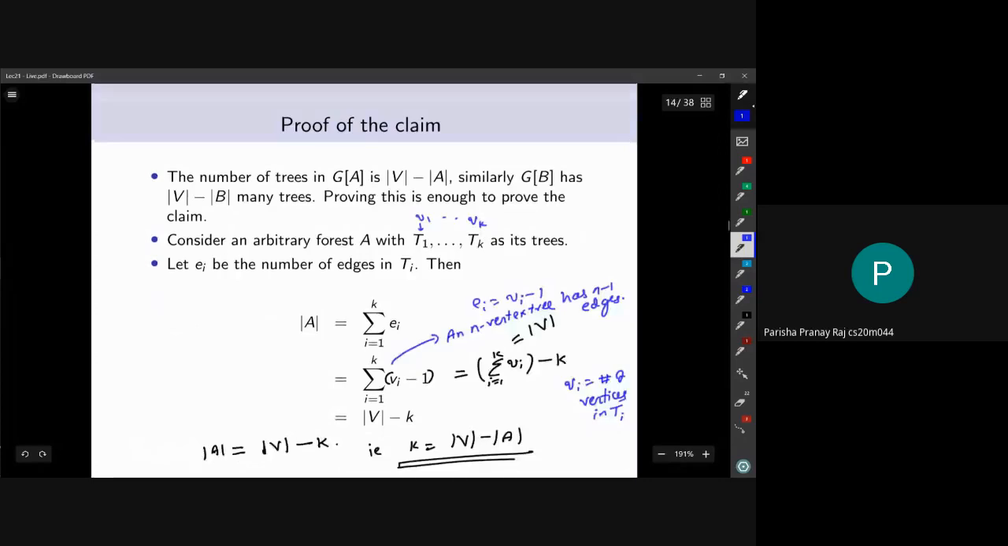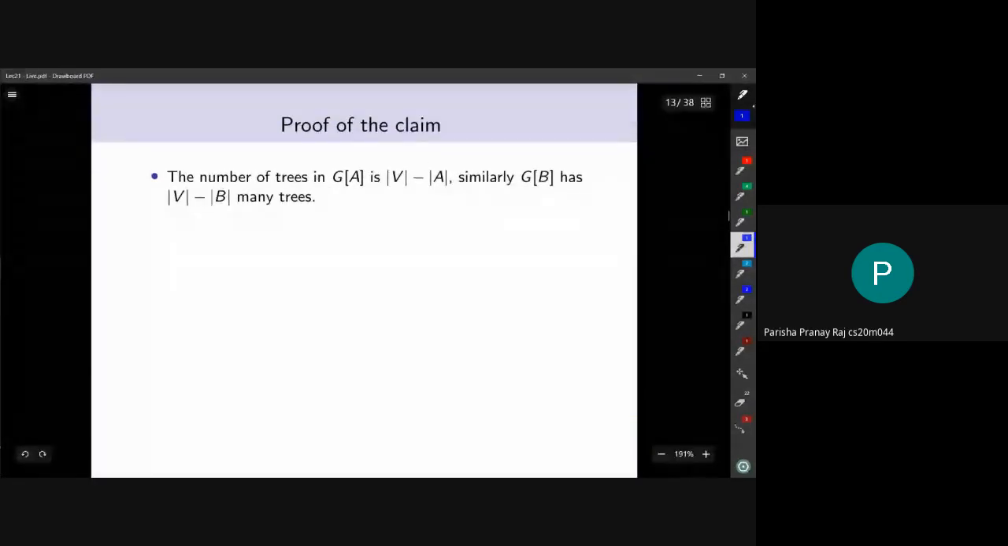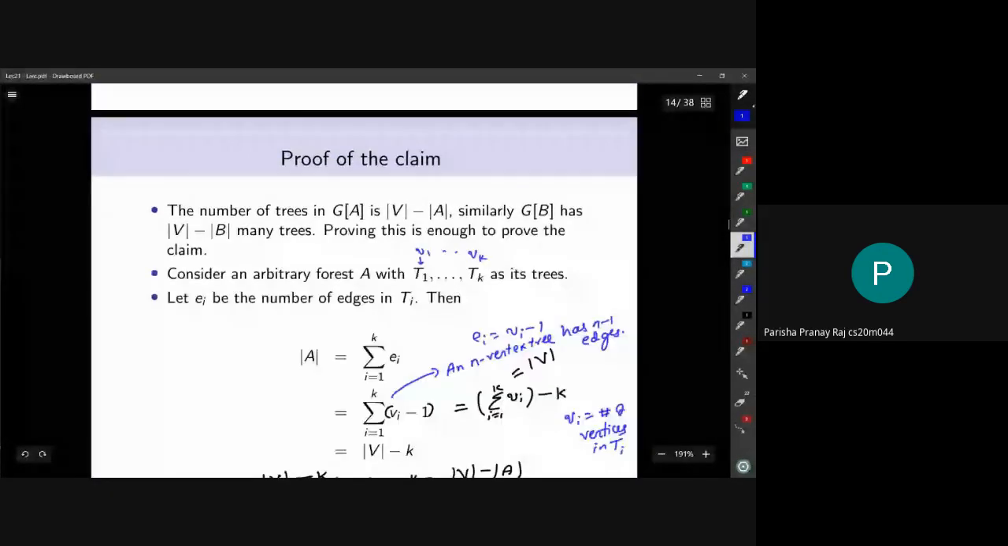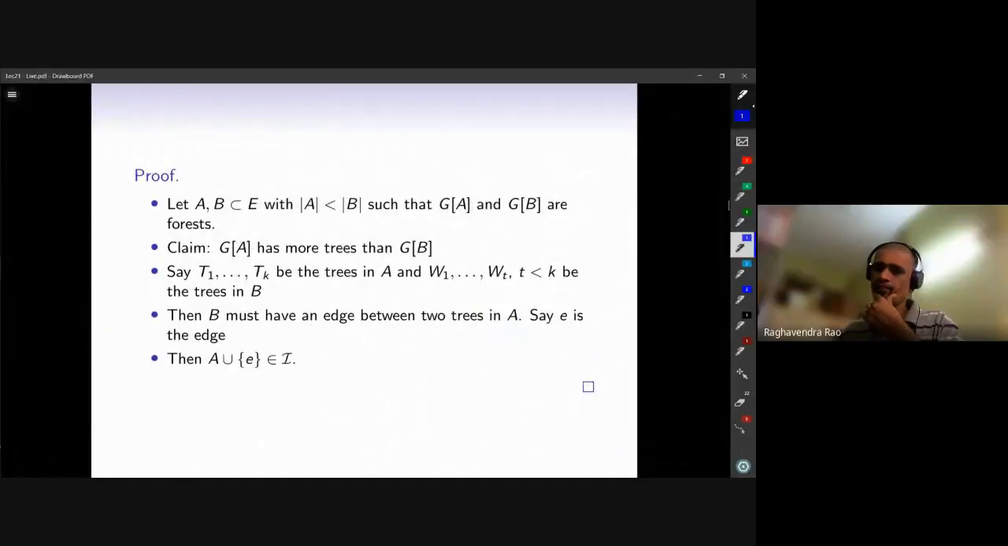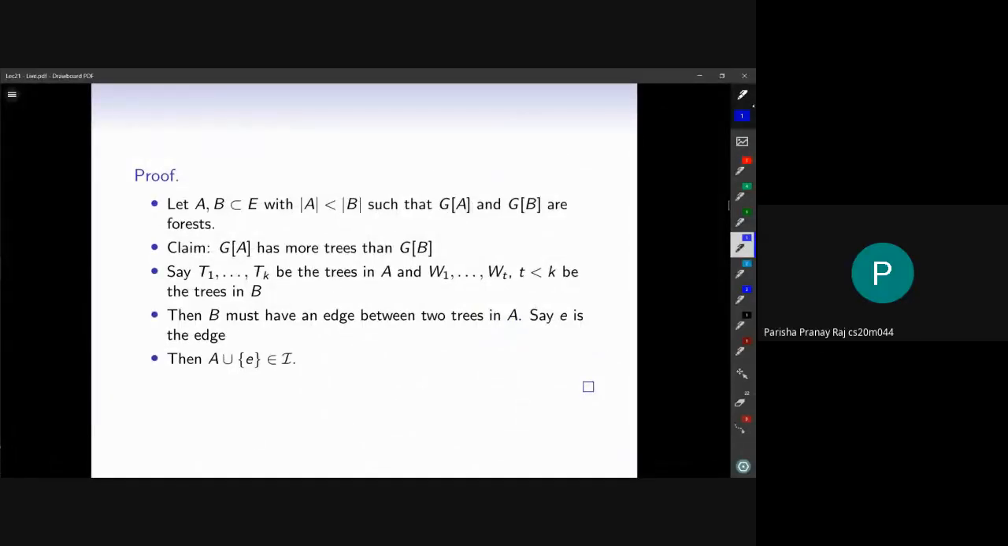Sir, can you go to the argument where we said there exists an edge in B such that when you add that to A? Can you repeat this argument?